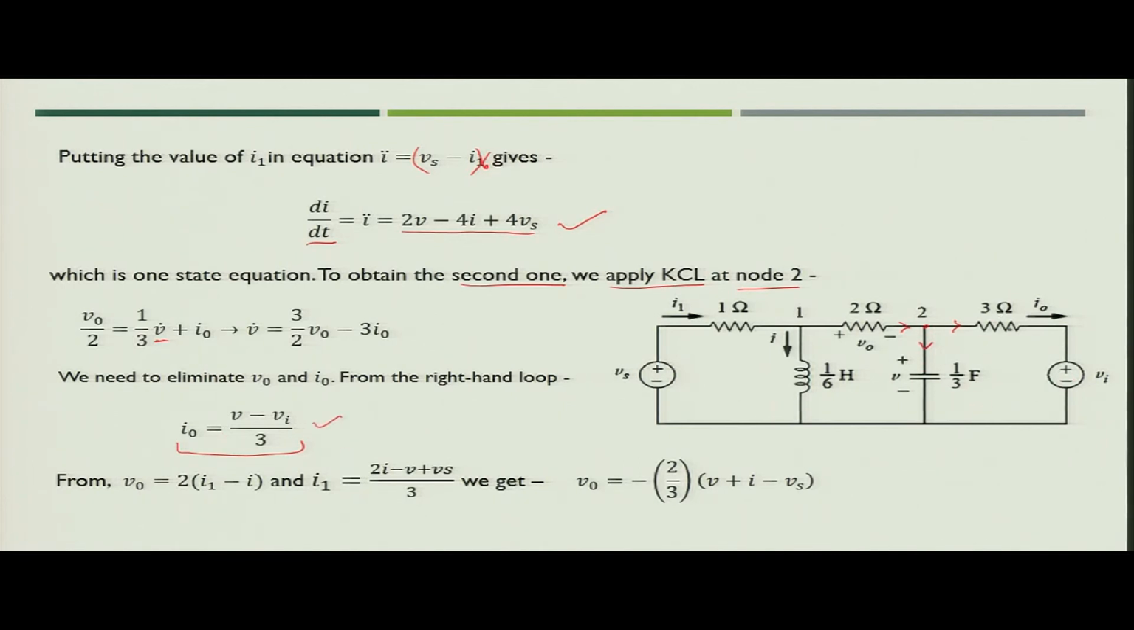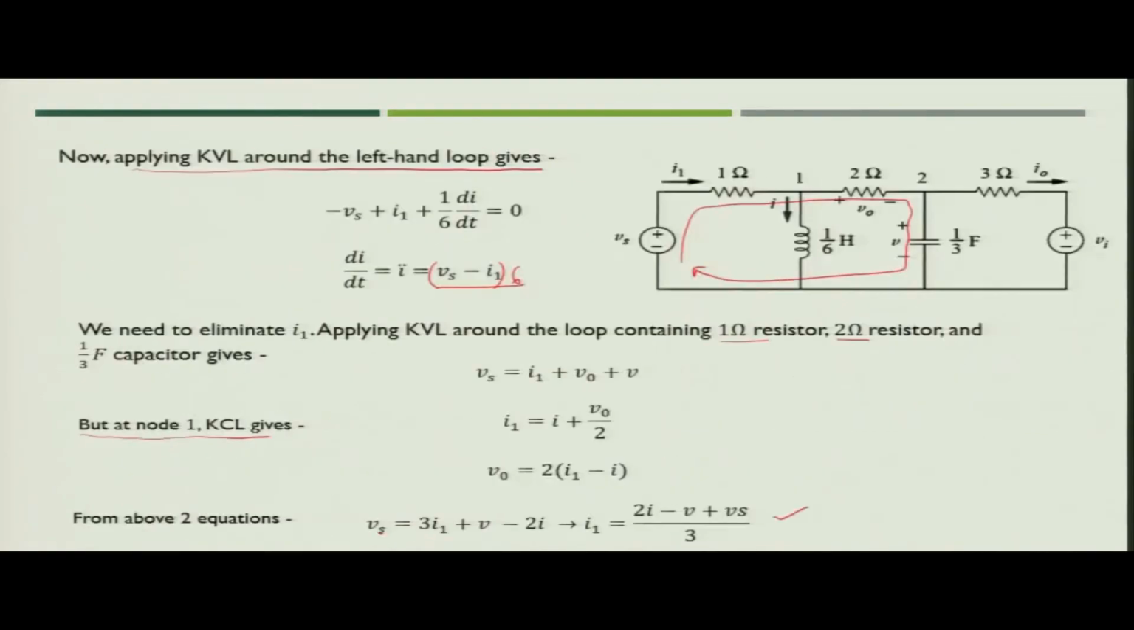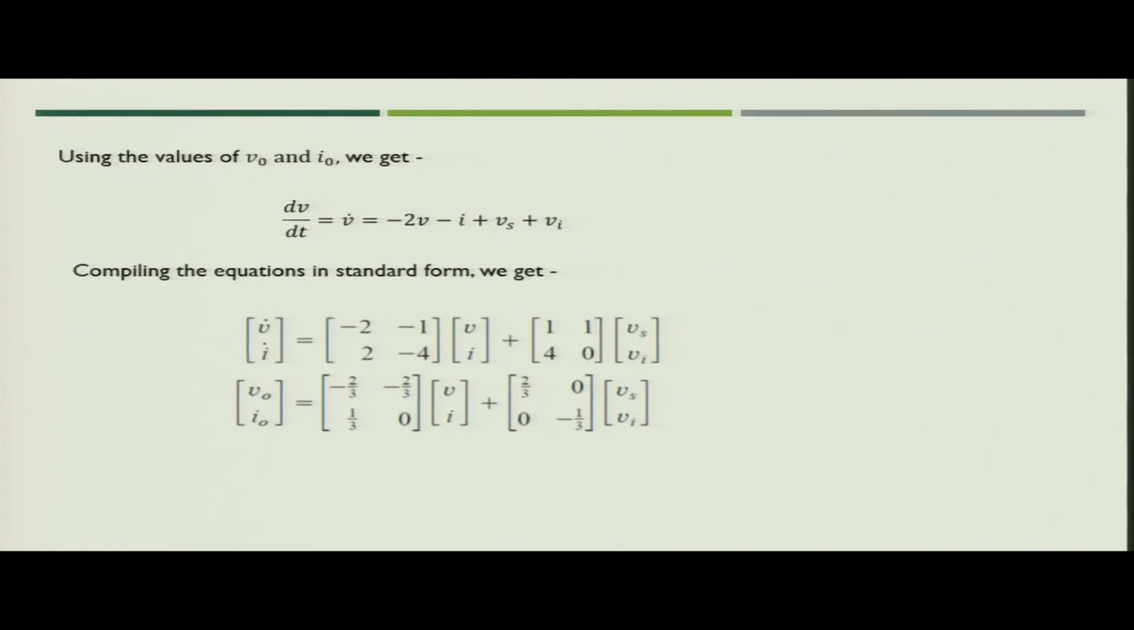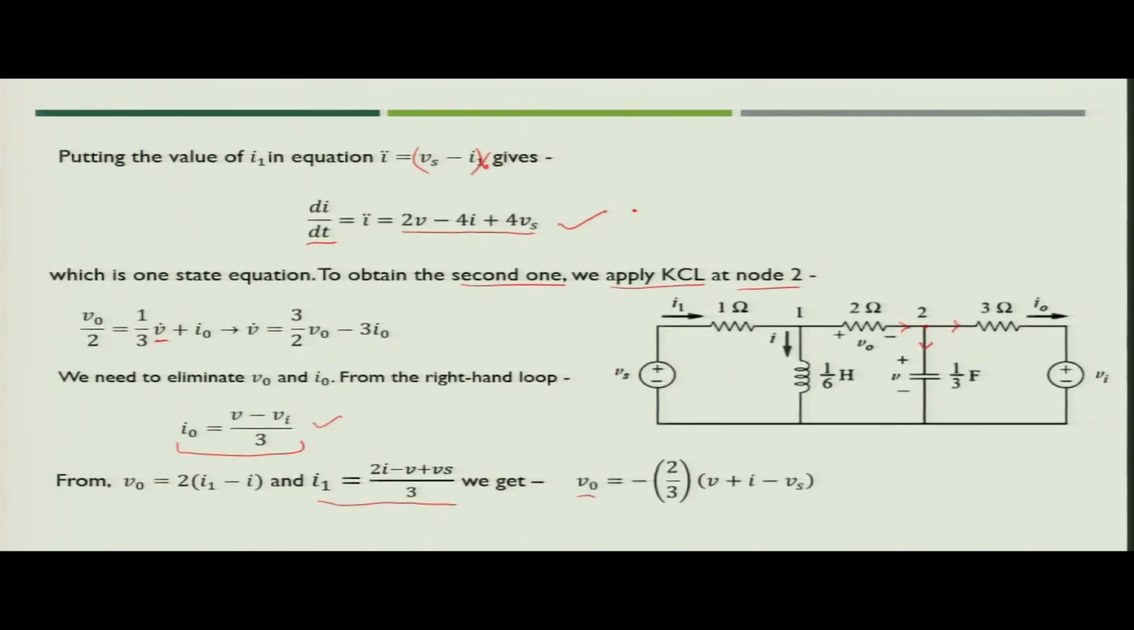This we get from this loop. From the previous discussion, V naught we have got as 2 into I 1 minus I, and I 1 we have got as 2 I minus V plus V s by 3. If you put the value of I 1 in this equation and simplify, we get V naught equal to minus 2 by 3 into V plus I minus V s. Now, we have the values of I naught and V naught, and we put these values in the above equation and simplify. We get dV by dt, that is V dot, equal to minus 2 V minus I plus V s plus V I. So, now you have got the second state equation, this was the first one.